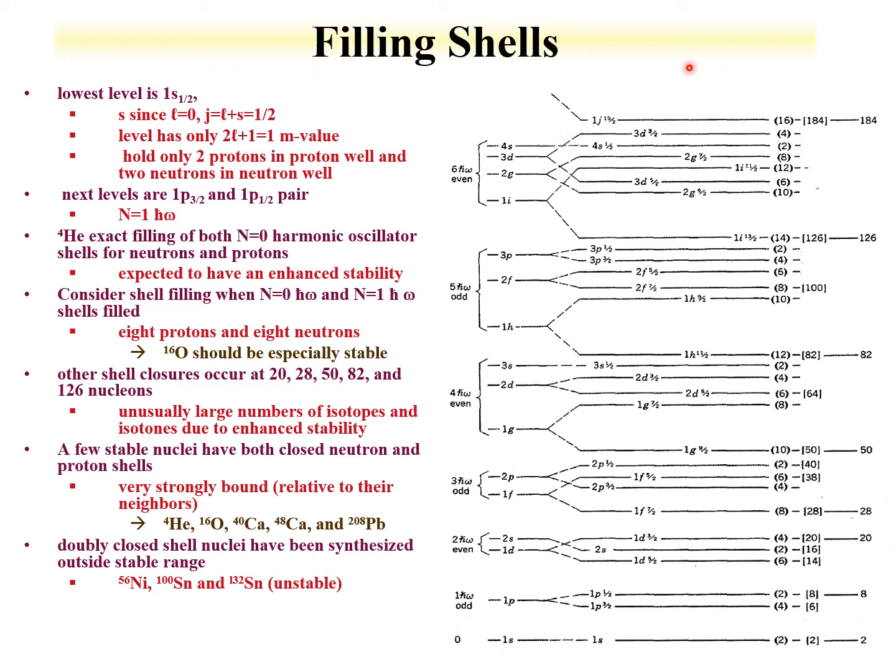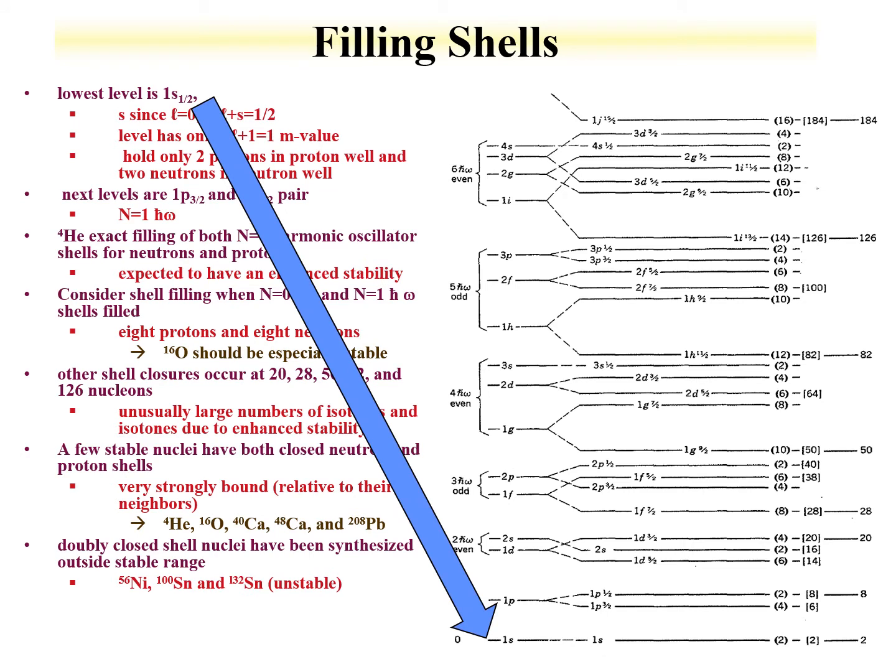Here's our shell model, and here's some of the properties that come out from the shell model. The lowest level is obviously this 1s. It's a s1/2. Since L is 0, J is only equal to L plus S, so 0 plus 1/2. It only has the one value. It's shown here, and it contains 2 nucleons. So I can put 2 nucleons into the shell. For the proton side, I can put 2 protons. For the neutron side, I put 2 neutrons. These are the total number, and that's a magic number.